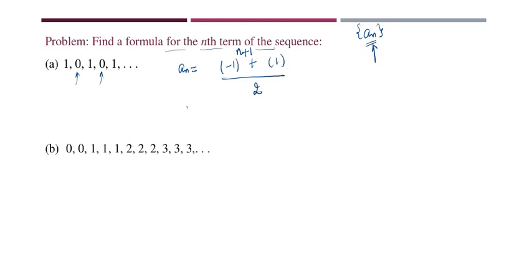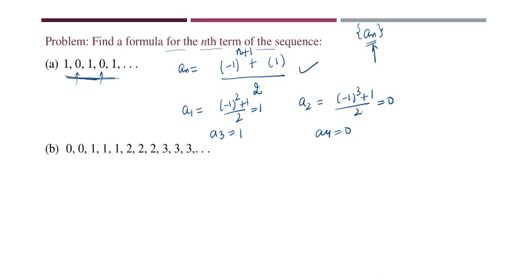Now try to find a1 with this formula. a1 is minus 1 raised to the power 2 plus 1, divided by 2, that is 1. Then a2 is minus 1 raised to the power 3 plus 1, divided by 2, that is 0. And a3 will be again 1, a4 will be 0. So this formula satisfies these terms of the sequence given. So this is the rule, or this is the formula for the nth term of the sequence.